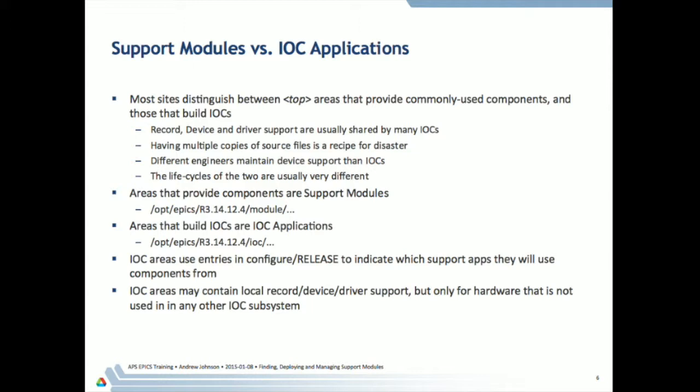areas. And so the way that we manage them, the paths here don't actually match reality, but you might do them so all your support modules appear under the particular base area /module/ and a series of directories, whereas the IOCs appear under that base version number /IOC/ and so on. And then the IOCs themselves use their configure release file to point to the particular support modules that they actually need to include the components from.